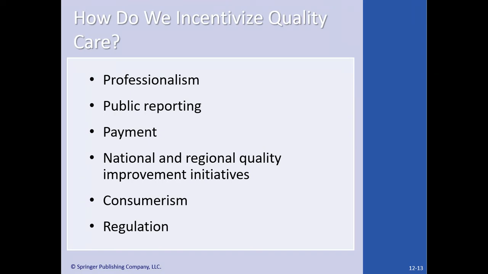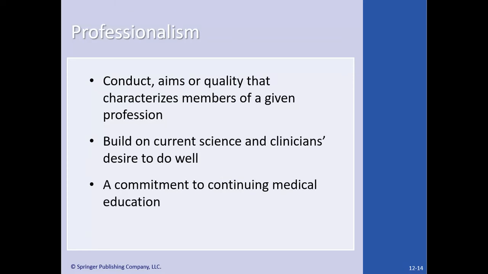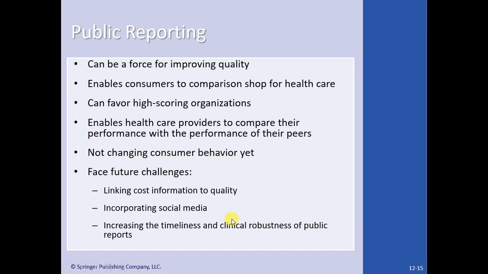Certainly payment, professionalism, consumerism, regulation, those all are described in your textbook. Professional is conduct, aims, or quality that characterizes the members of a given profession. So when we join a profession, part of that should be provision of high quality care. We should be committed to providing that care. Public reporting is very important because it makes the issues around quality transparent, and there is more and more of this that is being required.